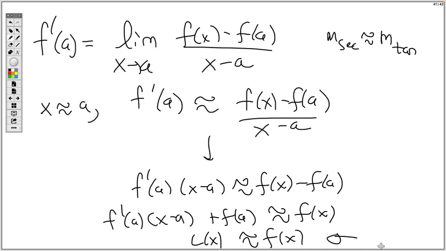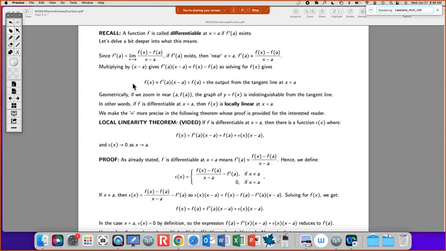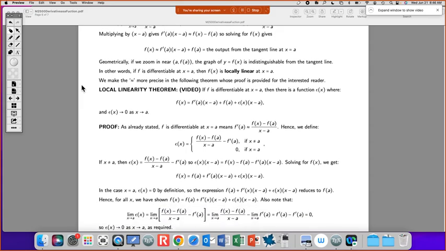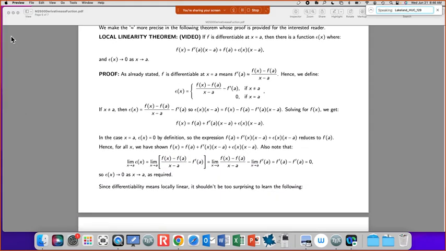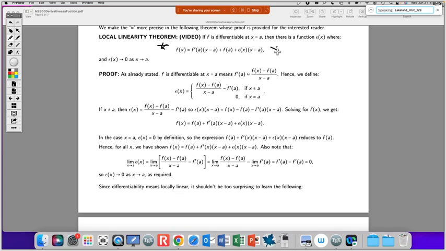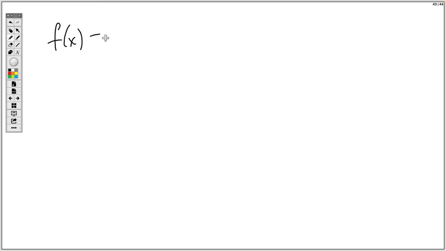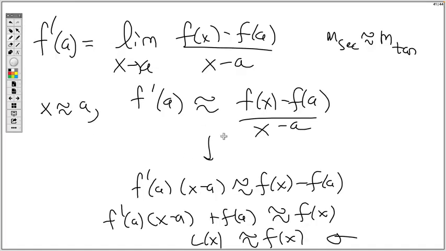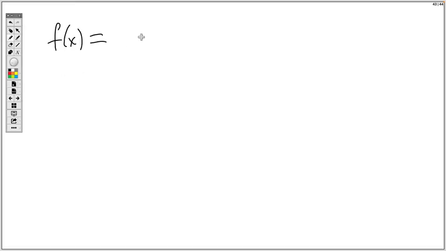Now, there's a way to actually codify this even more precisely. And that's the local linearity theorem. So here's what we do. Here's the theorem. If f is differentiable at x equals a, then there is a function epsilon of x. Now, we saw epsilon on Monday. Epsilon usually stands for some kind of error. You follow? So, to replace this approximation with an equals, what we do is we tack on this error term.